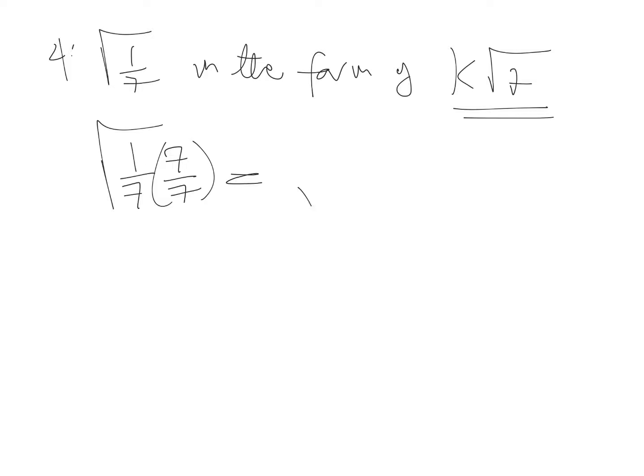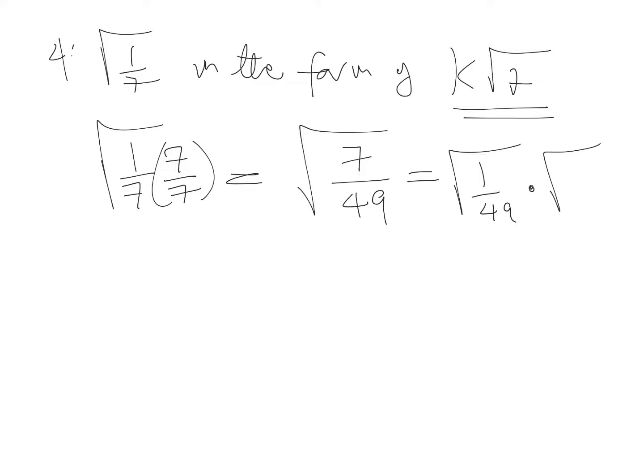So now this becomes the square root of 7/49. Now you know 49 is a perfect square, and so therefore I could write this as the square root of 1/49 times the square root of 7. So you see the square root of 7 part, which is this piece right here, and the k part, which would be this piece right here.